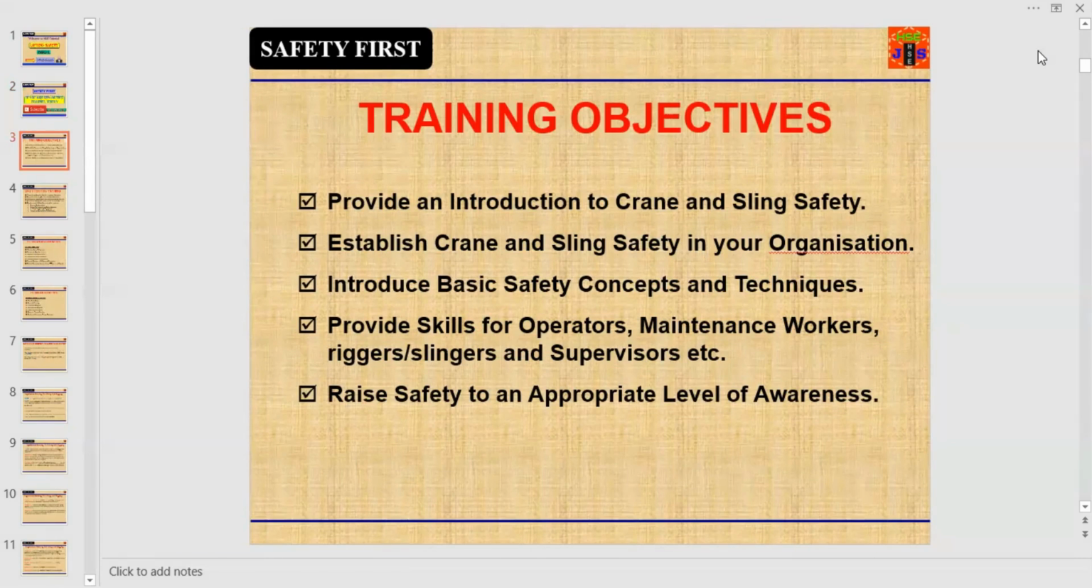Let us discuss the objectives of this training presentation. To provide an introduction to crane and sling safety. Establish crane and sling safety in your organization. Introduce basic safety concepts and techniques. Provide skills for operators, maintenance workers, riggers, slingers, and supervisors, etc. And lastly, raise safety to an appropriate level of awareness.